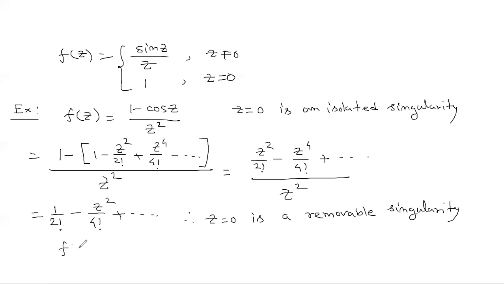And we can redefine the function f(z) as (1 minus cos z) by z square whenever z is not equal to 0, and we'll assign at z equal to 0 the value 1 by 2, because here we have 1 by 2 as the constant term. So now if we assign the value of the function f(z) at the point 0 as 1 by 2, then the function f(z) becomes analytic at the point 0.